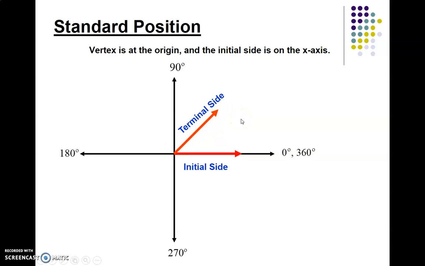Now, there are 4 quadrants to consider. The first quadrant measures 0 to 90 degrees. The second quadrant measures 90 to 180. The third, 180 to 270. And the fourth one, 270 to 360, or 0 degrees to negative 90 when we start on this side.